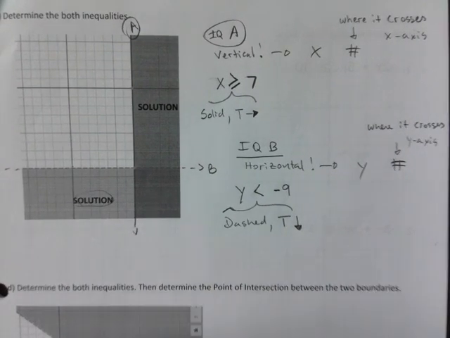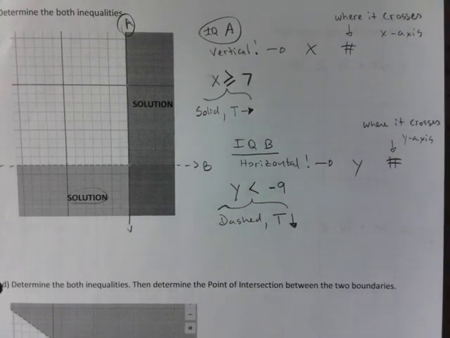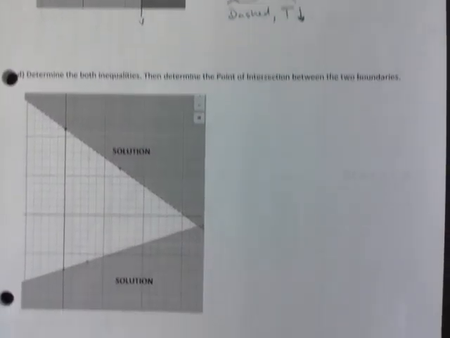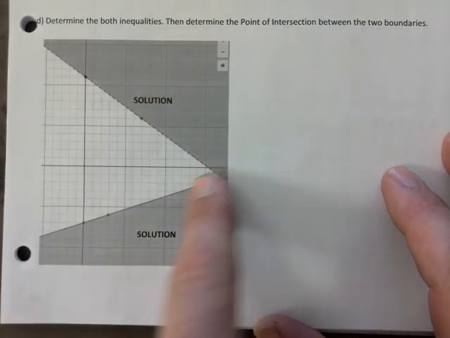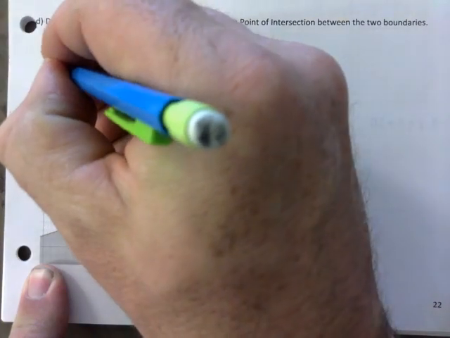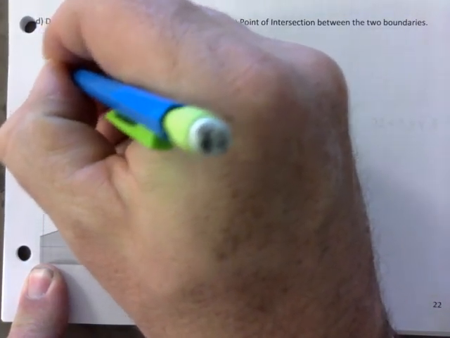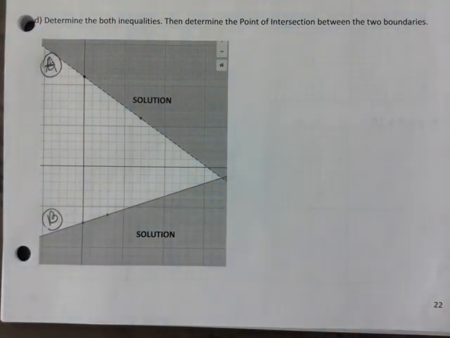Go down to the one in D. I want you to determine both inequalities. Just treat them like individual graphs, right? So go over to D and then figure out, call this one A, and you can call this one B, just to make a distinction, so you can distinguish between them.